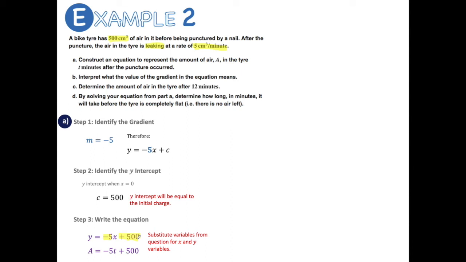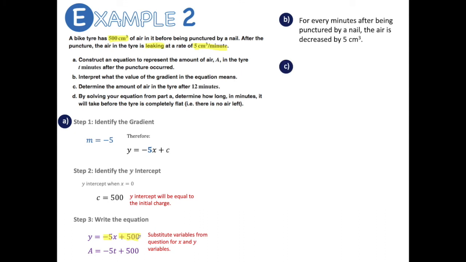So now that I have got my equation that I found for part A, I can go ahead and look at parts B, C, and D. Part B is asking us to interpret what the value of the gradient in the equation means. It means that for every minute that goes by after the nail has punctured the tire, the air is decreasing by 5 cubic centimeters. So that is what the gradient means.